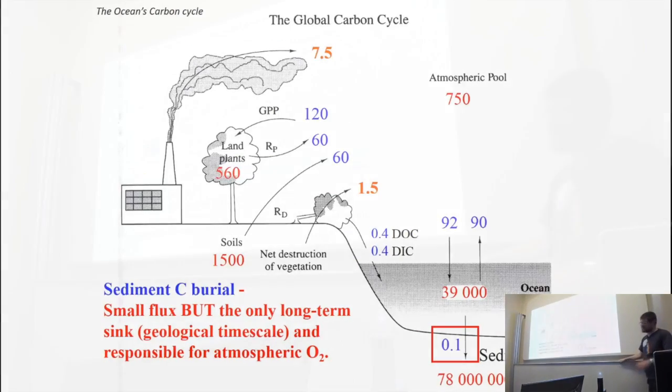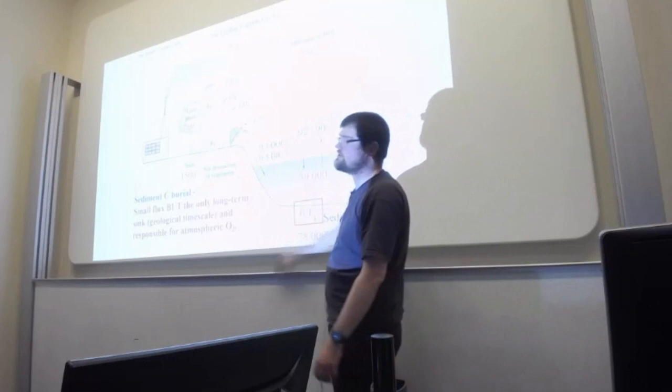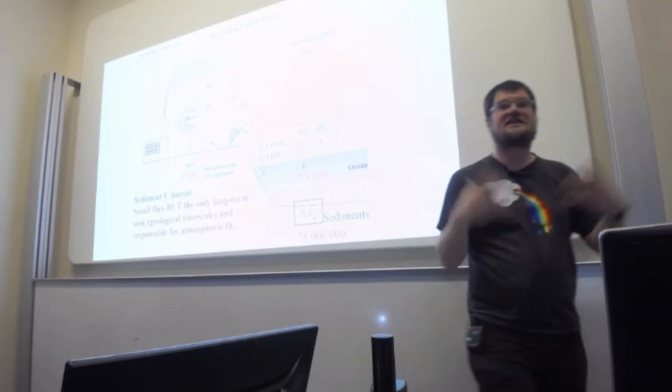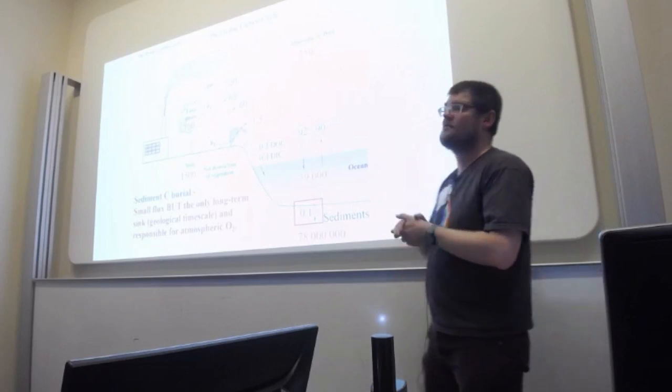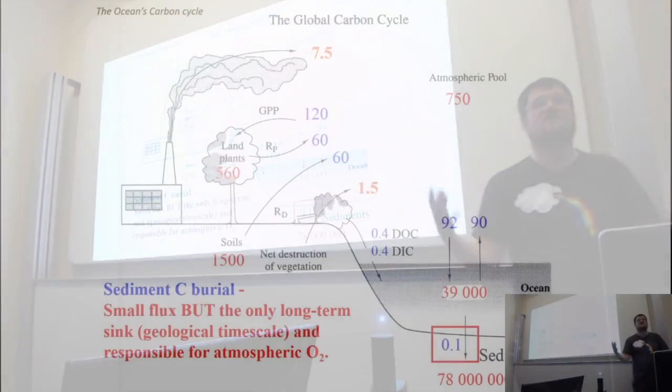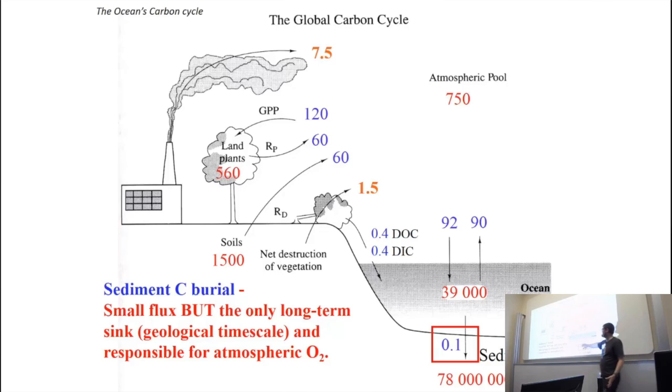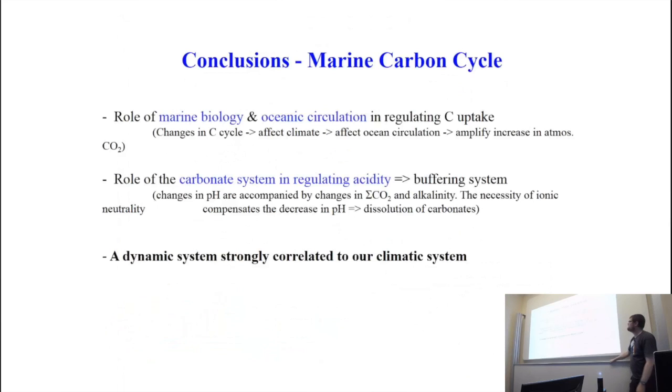Okay, so just to wrap up, there is a flux out to sediments. This is important on long geological timescales, but on the human timescales of anthropogenic CO2 warming, these fluxes, the weathering fluxes from rivers and into sediments, are not so important. If we're looking at long geological timescales, then they are, but we're not.